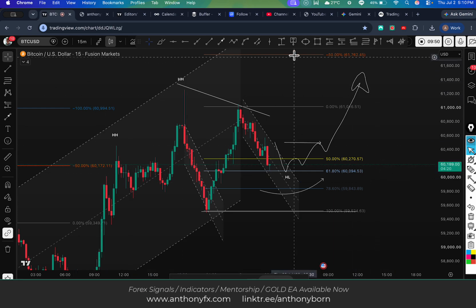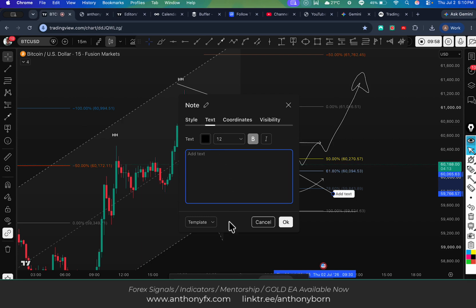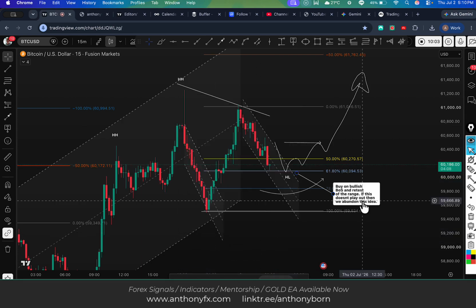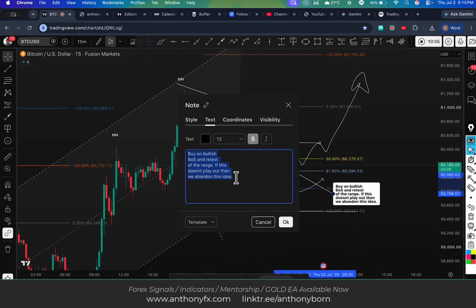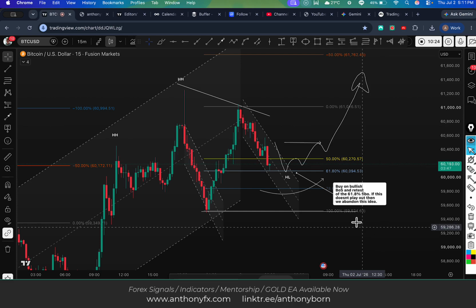Anyway, guys, my note would be something like, well, this is the same thing every time. It's got to hold here. Note: buy, retest of the 61.8 Fib. That's what I want to see. Well, it's down there now, right? So I want it to hold around here and start to push up.